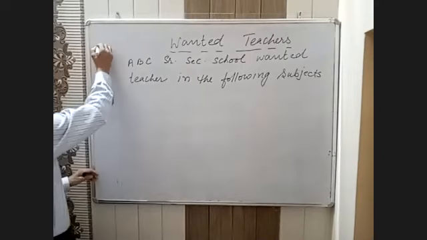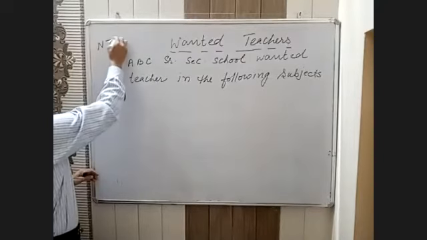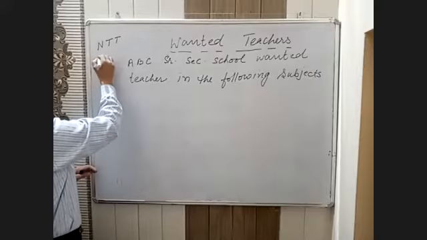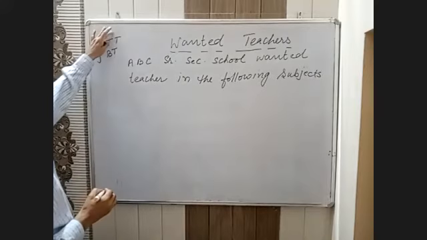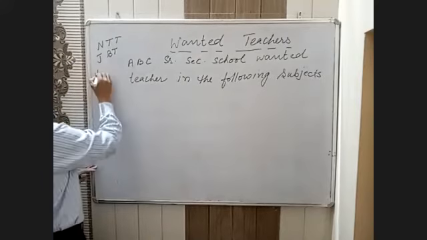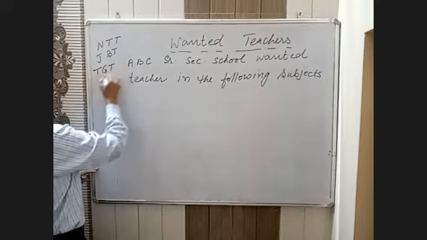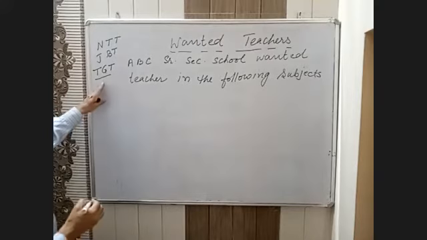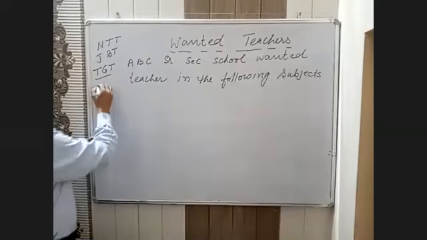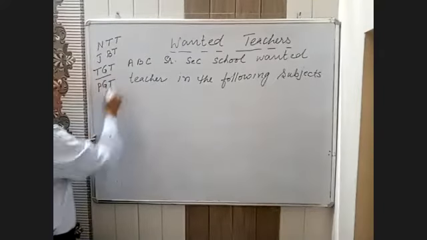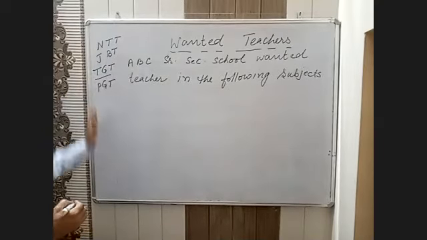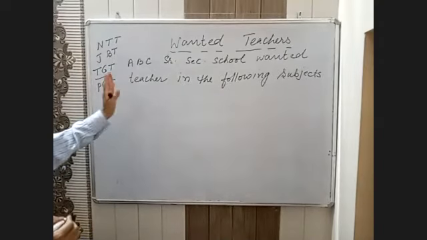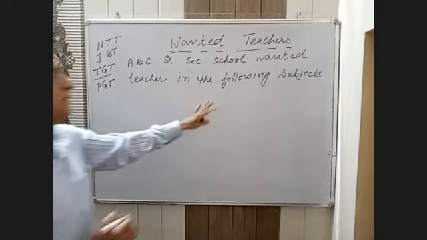For example, NTT, nursery teacher, and then JBT, junior basic teacher. This is for the nursery classes. Then PRT, which is up to 8, and then PGT, which is up to 12. In the ABC Senior Secondary School advertisement you can give how many of each you want.